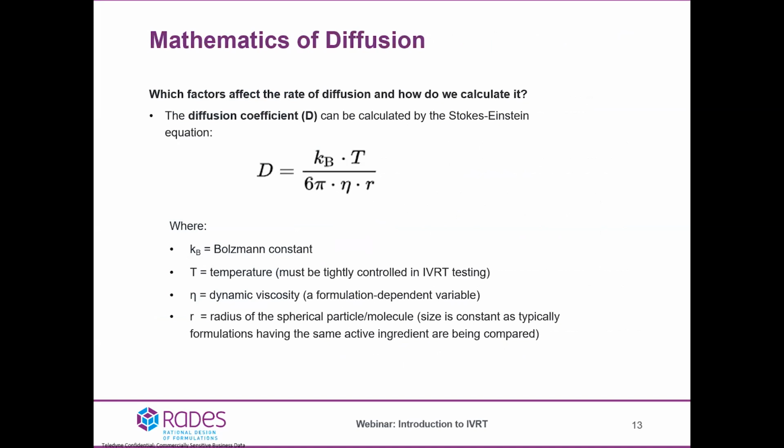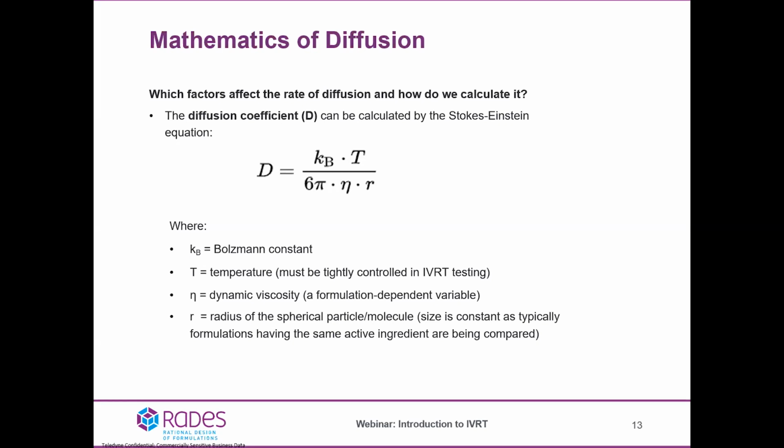Briefly, some mathematics of diffusion. As mentioned, diffusion is the underlying process in release testing, so it should be constant during the experiment. Diffusion in liquids can be calculated by the Stokes-Einstein equation that is shown here. Apart from pi and the Boltzmann constant, there are three variables. First, the temperature. Therefore, the temperature needs to be tightly controlled during the experiment, as already mentioned by Keith.